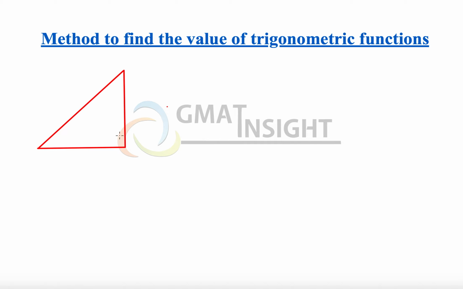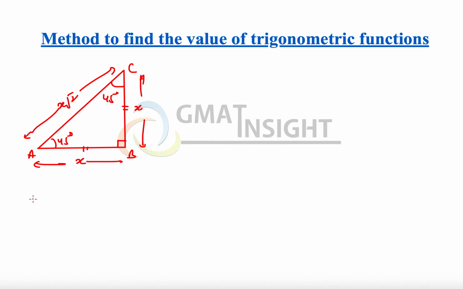If it's an isosceles right triangle, then one angle is 90 degrees. Let's call this triangle ABC, where point B is 90 degrees. AC is the hypotenuse. And since it's an isosceles triangle, the two sides are equal, so the two angles will also be equal. Each angle is equal to 45 degrees. If we call the two equal sides each x, we can find the length of the hypotenuse using the Pythagoras theorem. That comes out to be x square root of 2.